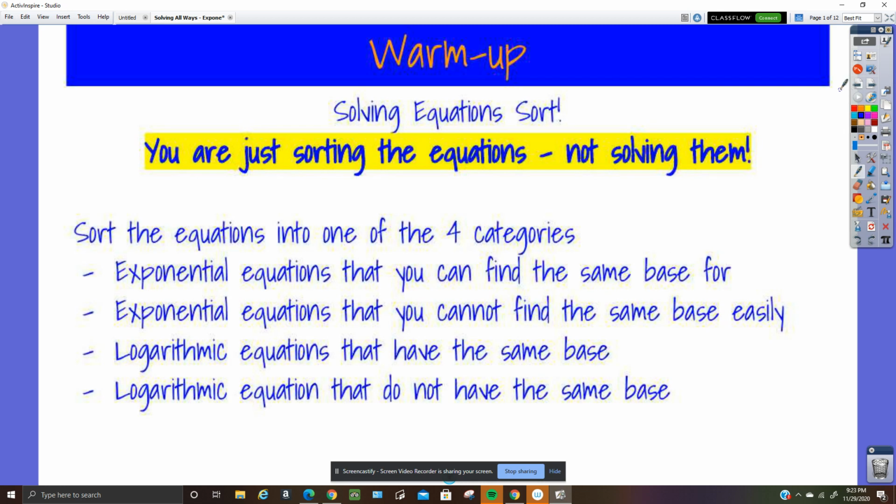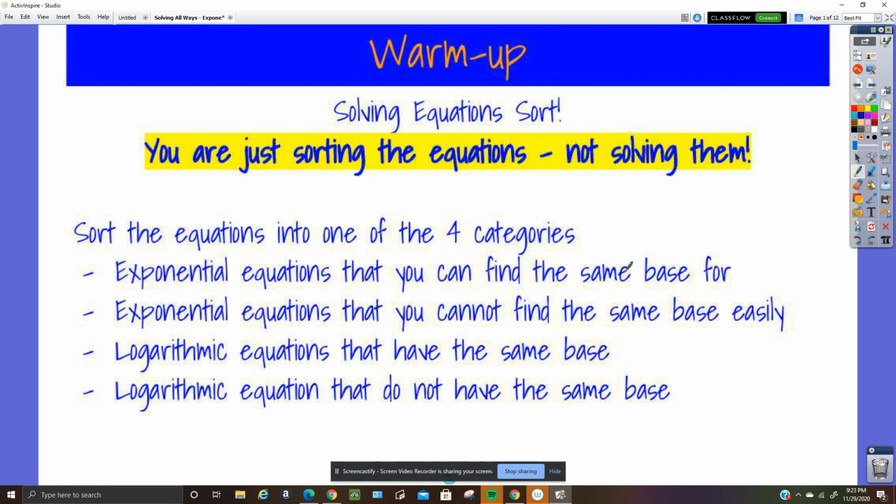All right, these are the notes for solving exponential and log equations all different ways. So the warm-up is to sort the equations. You're not solving them, just sort them into 4 different categories.